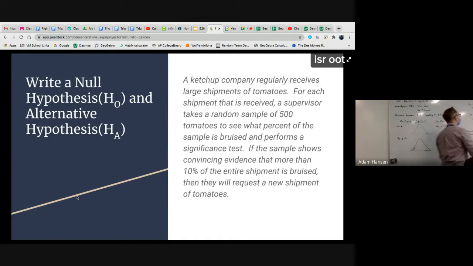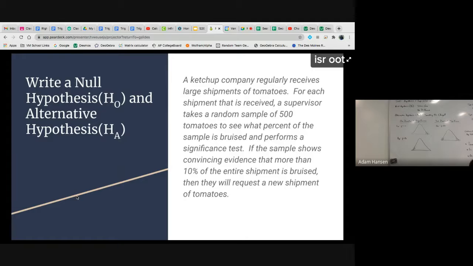Okay. Let's try another one. New scenario. Let's write the H naught and the H sub A for this scenario. A ketchup company regularly receives large shipments of tomatoes. For each shipment that is received, a supervisor takes a random sample of 500 tomatoes to see what percent of the sample is bruised and performs a significance test. They want to see, for quality control, what part of the tomatoes is rotten.